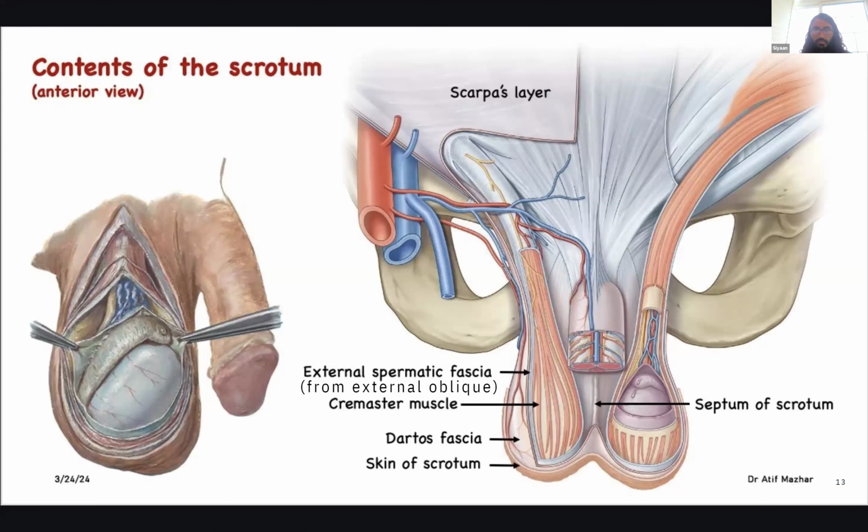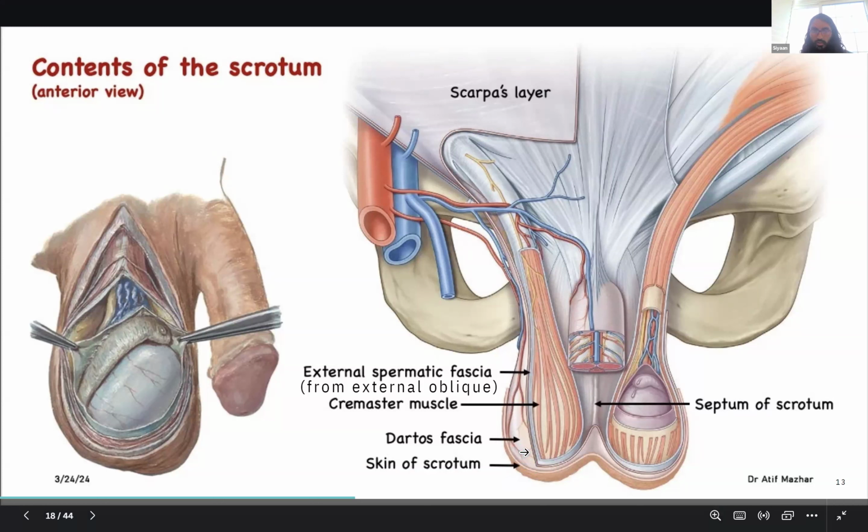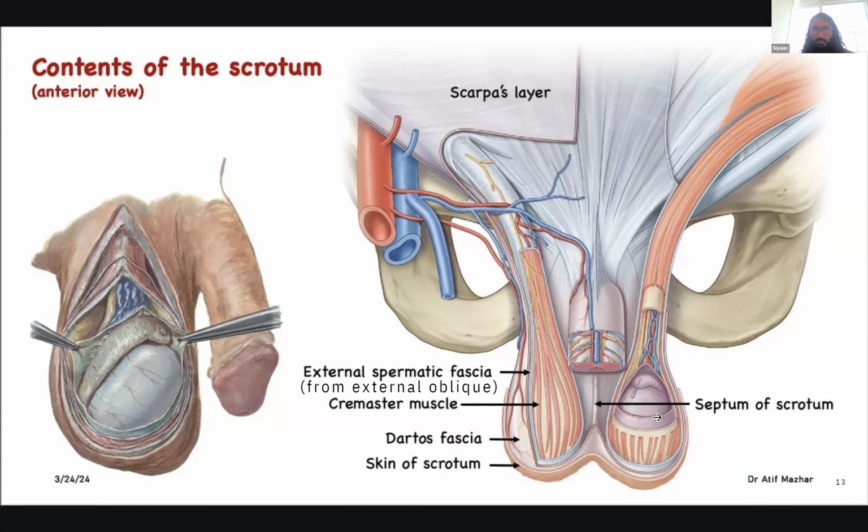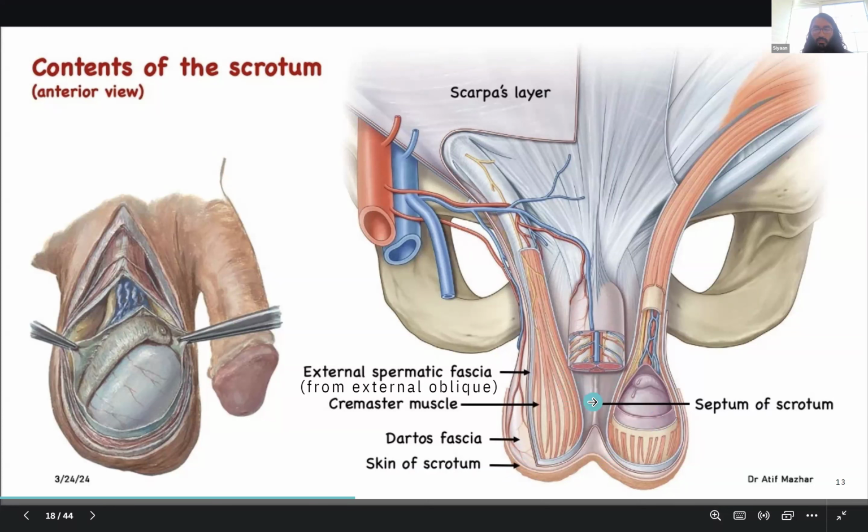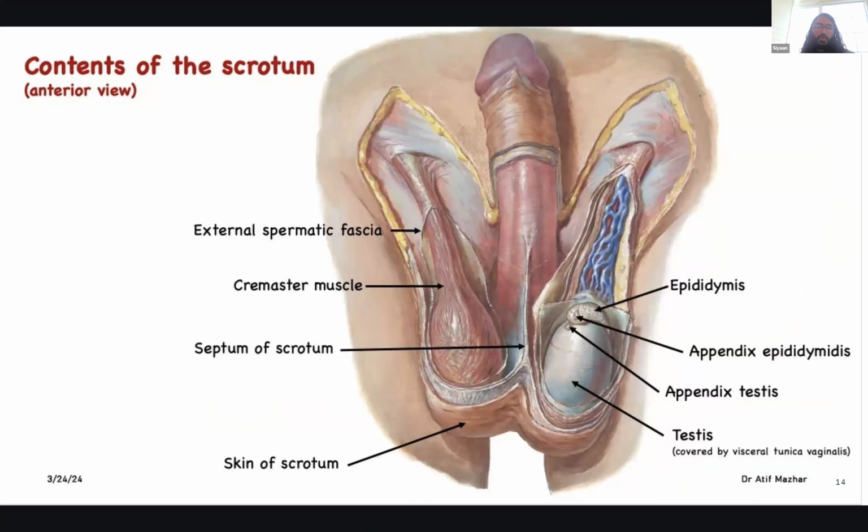Now, what are the contents of the scrotum? Firstly, let's start from up here. We have Scarpa's layer, and under it the external oblique, which comes down and starts to form the external spermatic fascia. Within all this, we have dartos fascia, and then the cremaster muscle. Between the two sides of the scrotum we have a septum, like a dividing wall, and that gives you a testicle on either side. So the spermatic fascia covers it all. Within, we have the cremaster muscle, the septum of the scrotum, and inside each side a testis and the epididymis, and that's pretty much it.